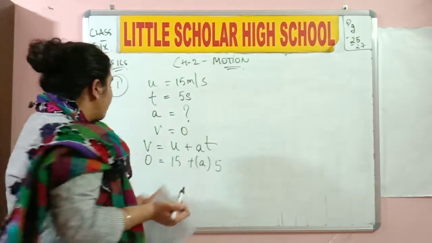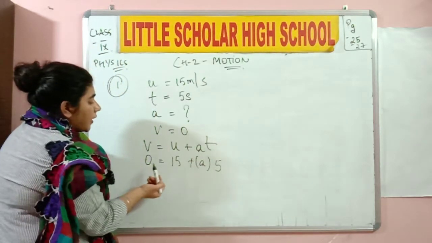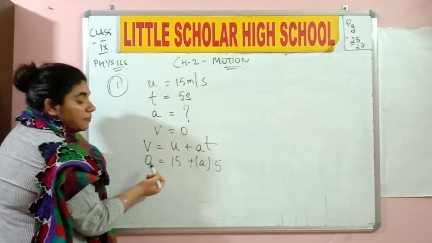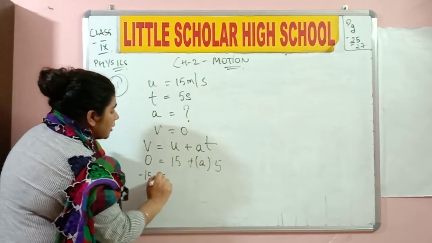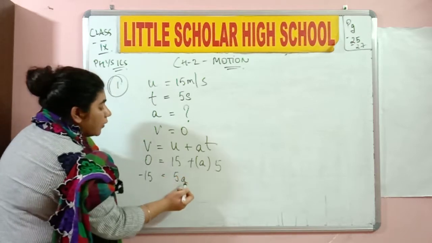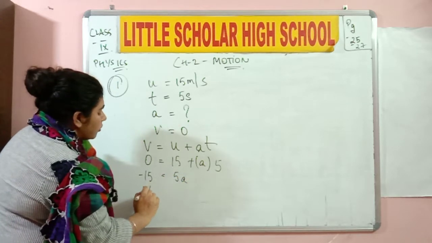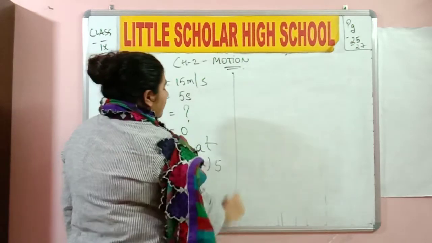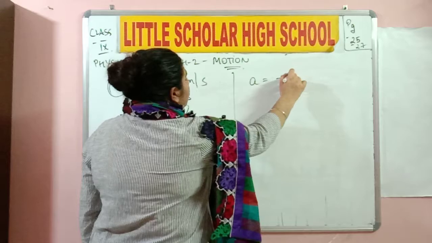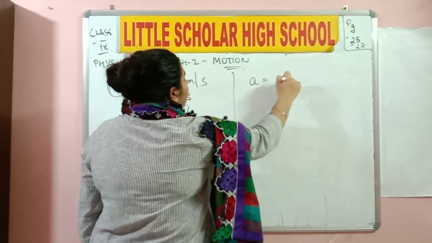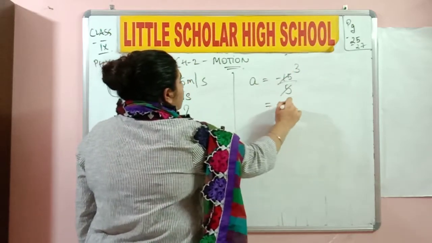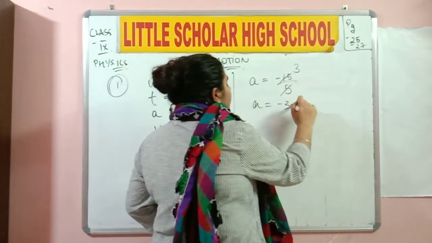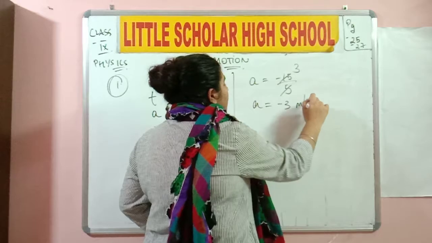Okay with everybody? So now 15 is taken on this side. When I take 15 on this side, plus 15 becomes minus 15 is equal to 5a. I want to find out the acceleration. So minus 15 by 5 is equal to a. This can also be written as a = -15/5. 5 ones are 5, 5 threes are 15. So minus 3. So let's look at this.